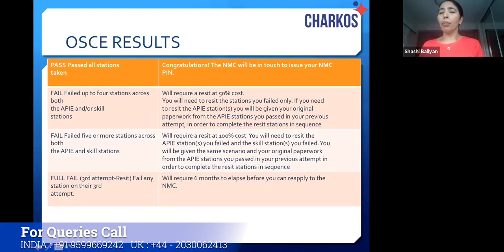Between each attempt, you will need at least 10 working days between your last appearance and your next exam. If you fail all 3 attempts, then you will have to wait for 6 months and start the process again. So you will have to reapply to the NMC for registration.